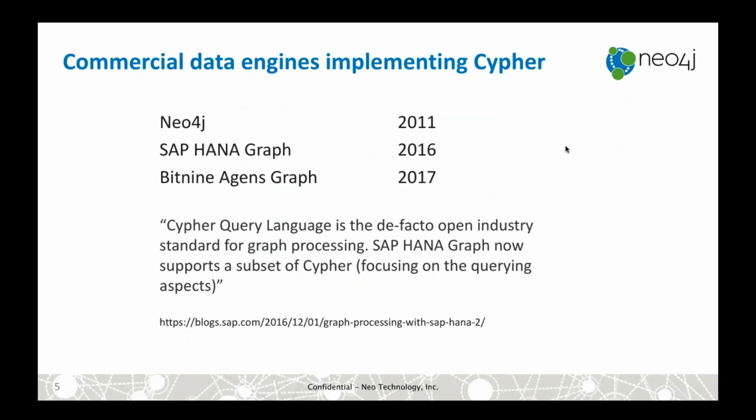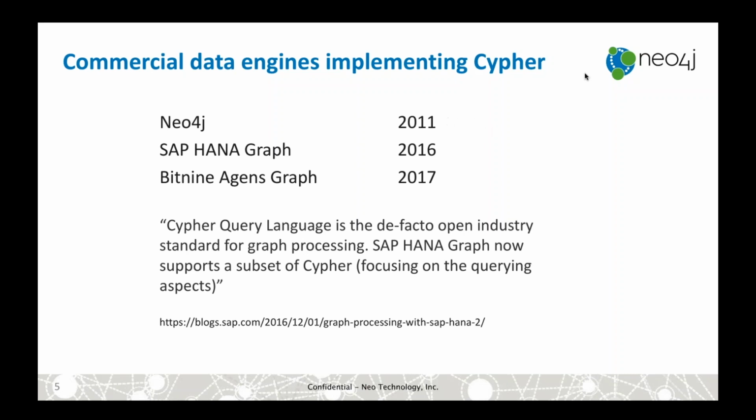SAP have just announced support for use of Cypher on the read-only side in HANA Graph, right at the end of November, beginning of December. As they point out, they're leveraging the fact that the Cypher query language is a de facto open industry standard for graph processing. It's certainly used much more extensively than any other language that we're aware of in that kind of position. And there's a company called Bit9 who are just about to introduce a beta release of a product they intend to go GA with in 2017 called Argens Graph. So we're seeing both tooling and database implementation beginning to push forward.